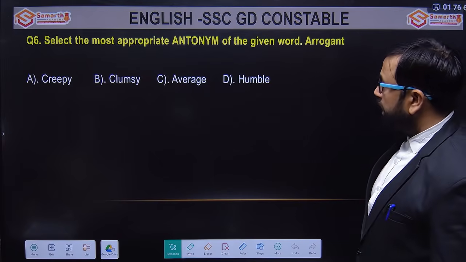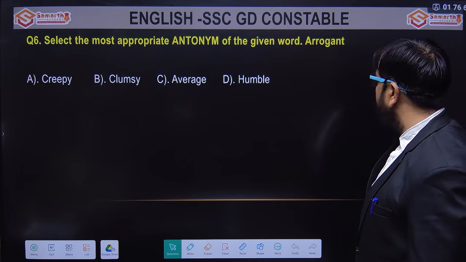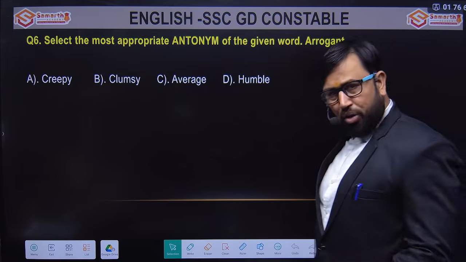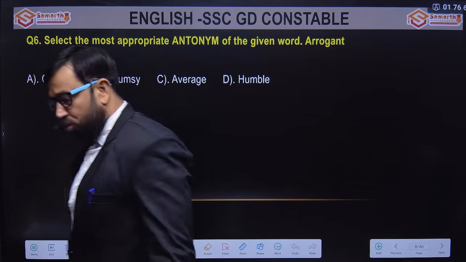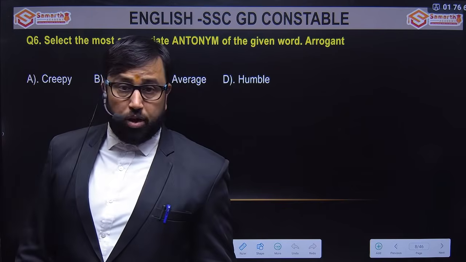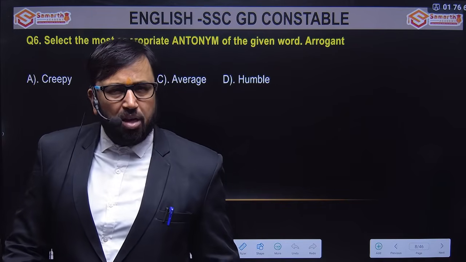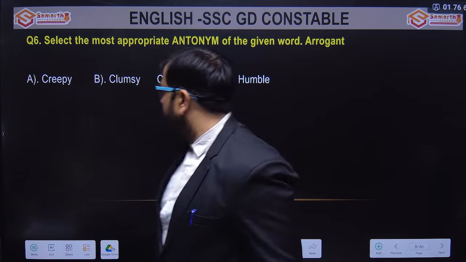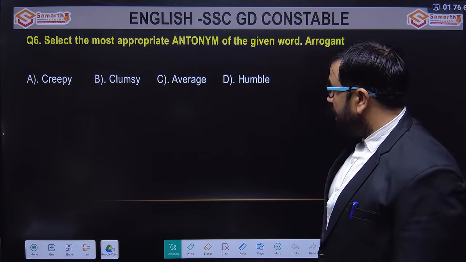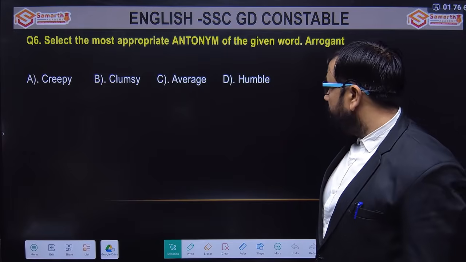Okay, we have to select the most appropriate antonym of the given word arrogant. Arrogant is a very simple word, commonly used word. Arrogant मतलब somebody who is very proud, ਜਿਹਨੂੰ ਆਪਾਂ ਪੰਜਾਬੀ ਵਿੱਚ ਗਮੰਡੀ ਵੀ ਕਹਿ ਦਿੰਦੇ ਹਾਂ, ਠੀਕ ਹੈ, ਆਕੜ ਵਾਲਾ ਕਹਿ ਦਿੰਦੇ ਆ. Options ਕੀ ਨੇ? Creepy, clumsy, average या humble.